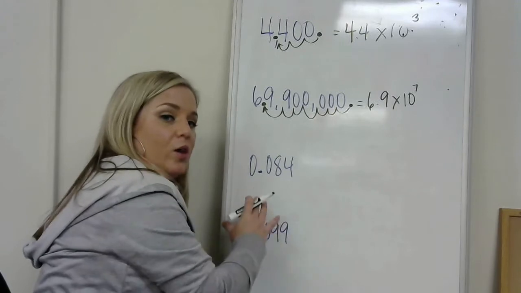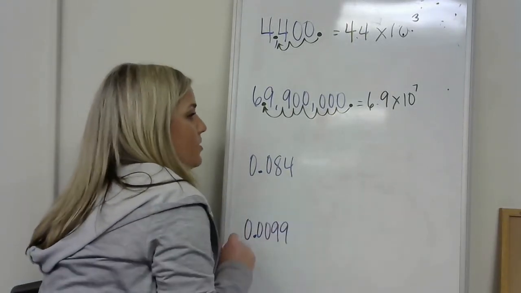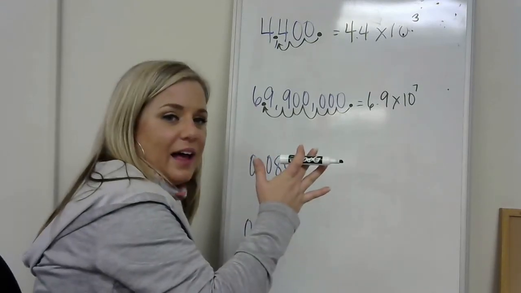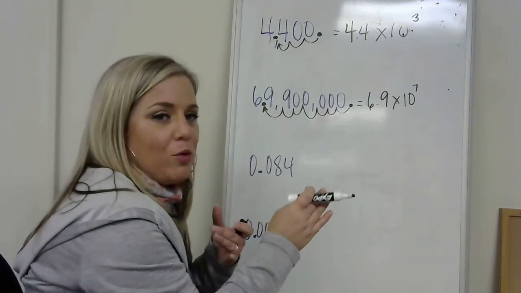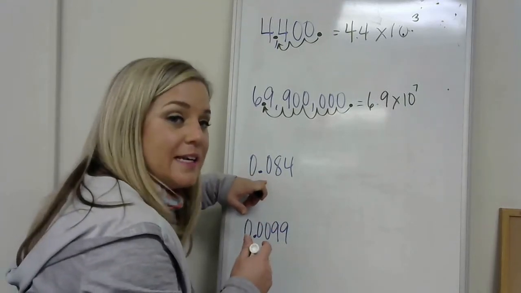Okay, now look at this. This is not a whole number. It already has a decimal, and I'm going to be moving it to the right. Even though that's the right direction on the number line, I am starting with a decimal number, so my exponent's going to be negative.